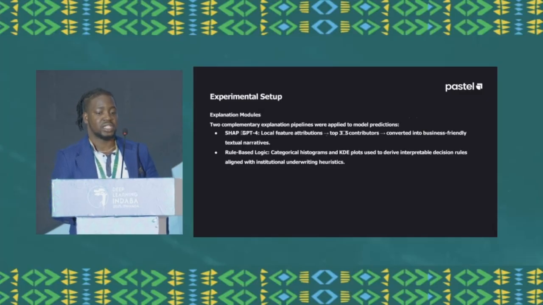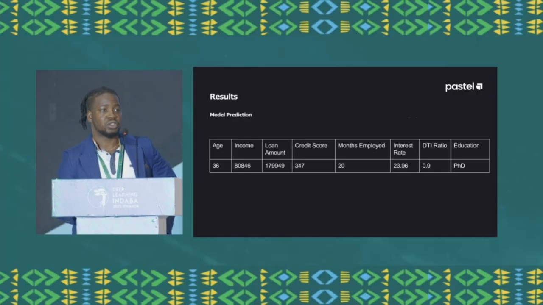Then we had an explanation module, using our two methodologies: SHAP plus GPT-4. SHAP, as I said, is a local feature attribution method, and we take the top 3 to 5 contributions and convert them to a textual narrative using GPT-4. For the rule-based one, we use categorical histograms for categorical variables and KDE plots for numeric variables, and we use them to derive the decisions. We also use a lot of heuristics, obviously institutional heuristics.